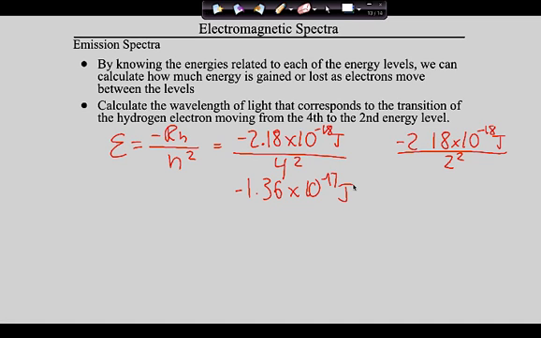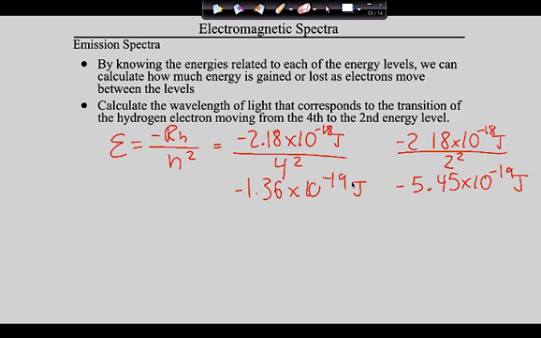I trust you more than me because I was talking as I was typing. So 2.18 times 10 to the negative 18th, divide that by 16. So you guys probably already have this number too. What is it? 5.45 times 10 to the negative 19th. Okay, and both of these are joules.